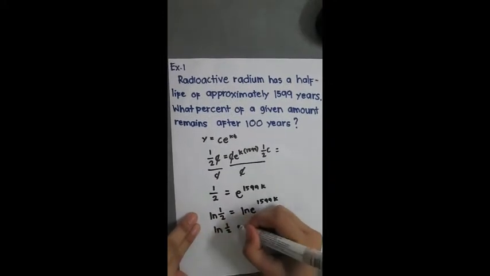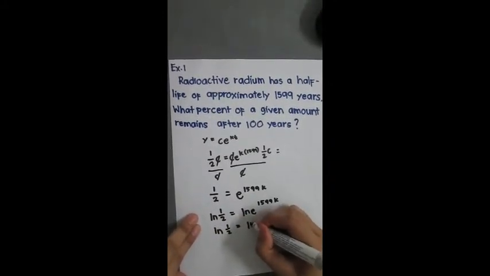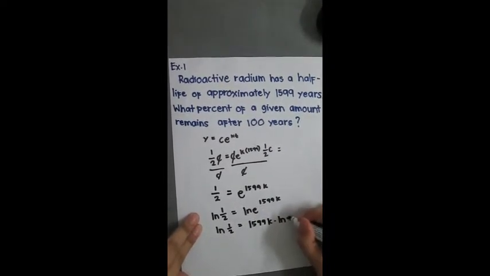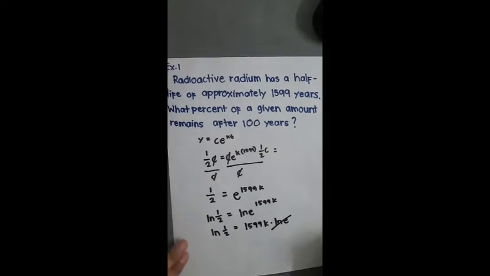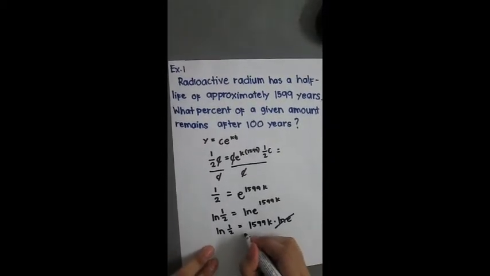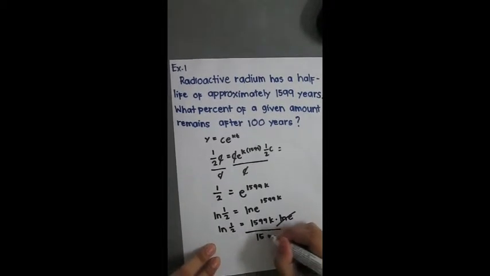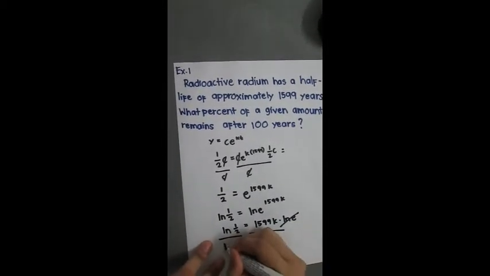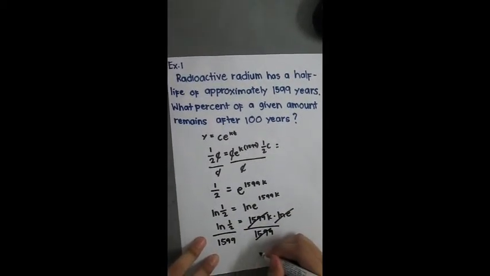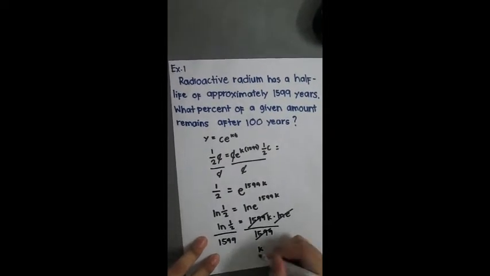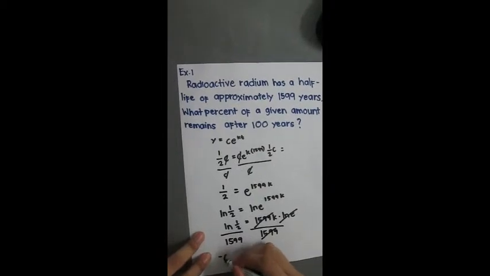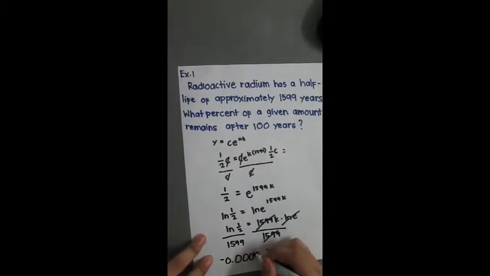ln of 1/2 is equal to 1,599k times ln of e. We can now cancel. Then, to get k, we will divide by 1,599. Then cancel. k is equal to negative 0.0004.